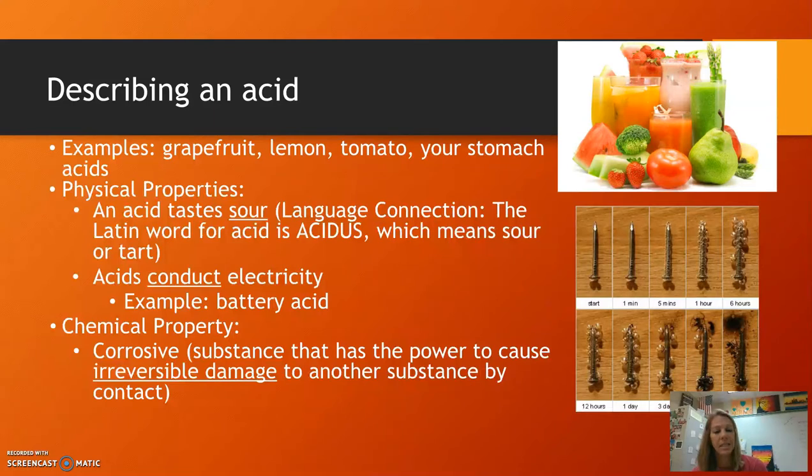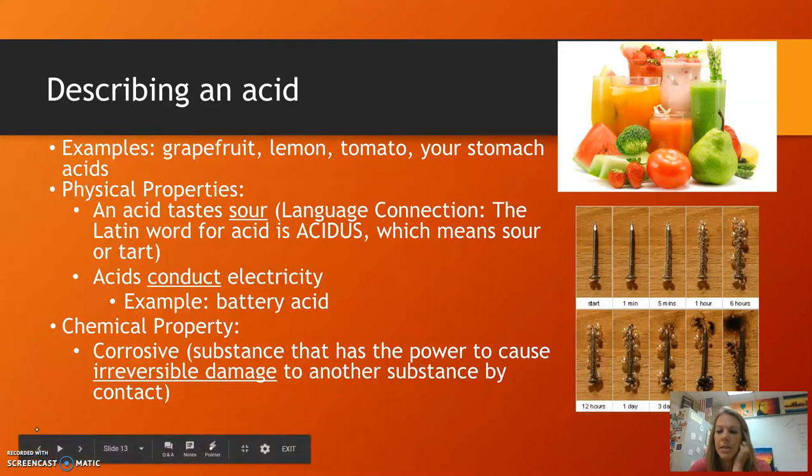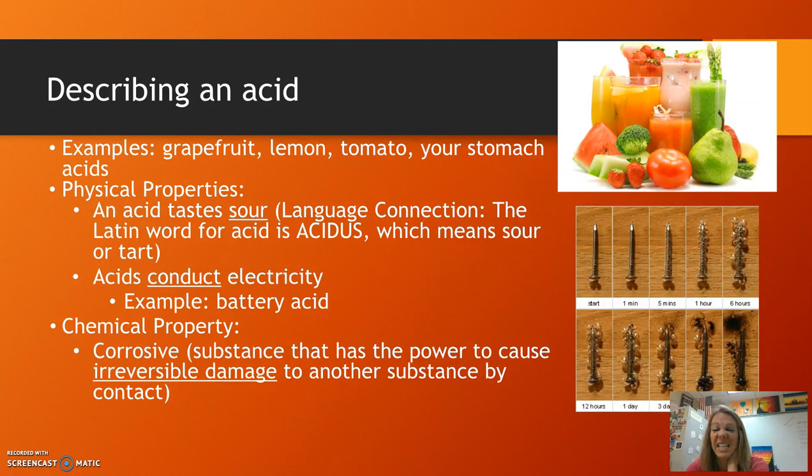Lastly, a chemical property for acid is that it is corrosive. Corrosive meaning that it has the power to cause irreversible damage. And just to go a little further in detail, this up here is a diagram showing images of a nail that has been placed in stomach acid. You can see over a few days, it starts to break down, and that is metal. I'm guessing that they're made out of iron. So stomach acid can be very, very corrosive. It is a strong acid.